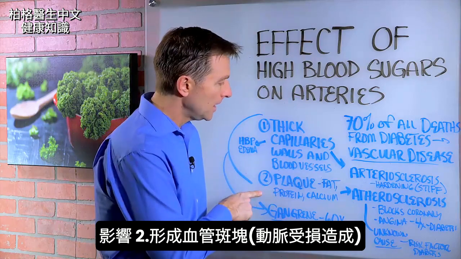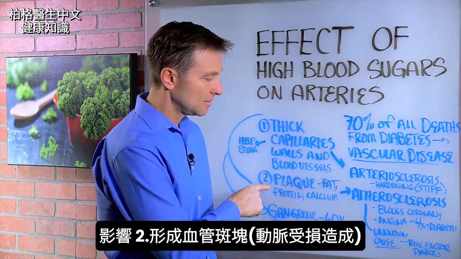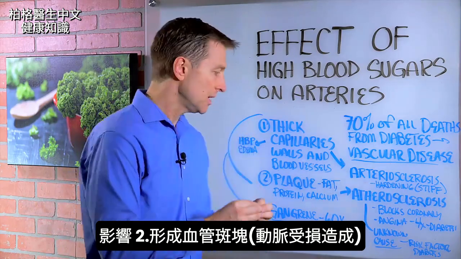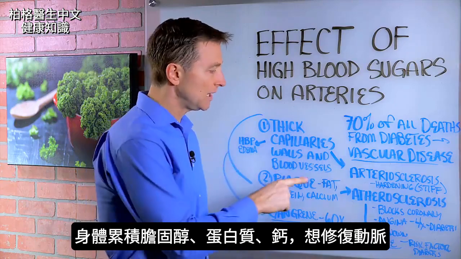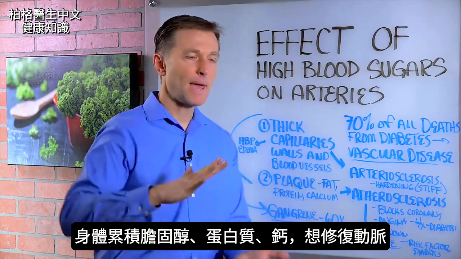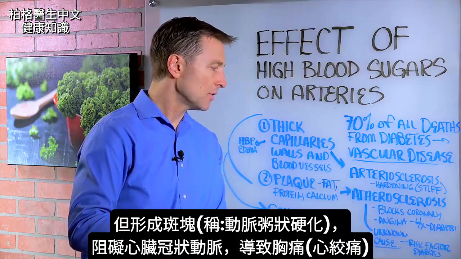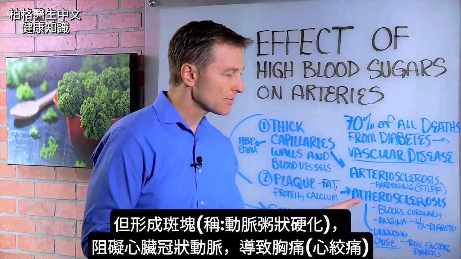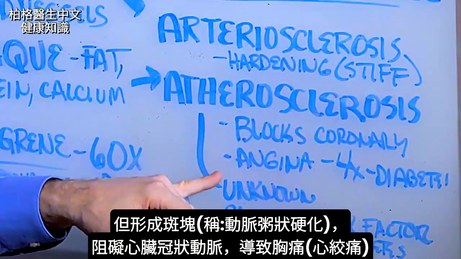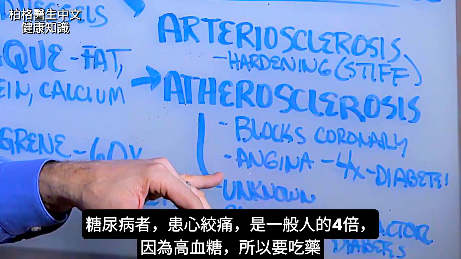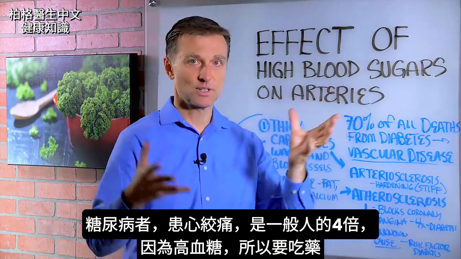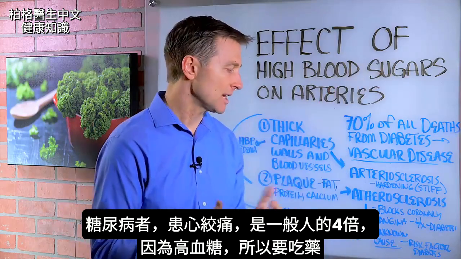All right, number two, you're also going to have plaquing. And plaquing is the end result of damage within the arteries, where the body starts accumulating cholesterol deposits, protein, and calcium as a band-aid to heal the area. But it forms a plaque, and that is called atherosclerosis, okay, which blocks the coronary artery of the heart, and it's going to cause chest pain. It's called angina, and diabetics are 4 times more likely to develop this simply because of high blood sugars, and that's what a diabetic is. They have high blood sugars. That's why they have to take medication.